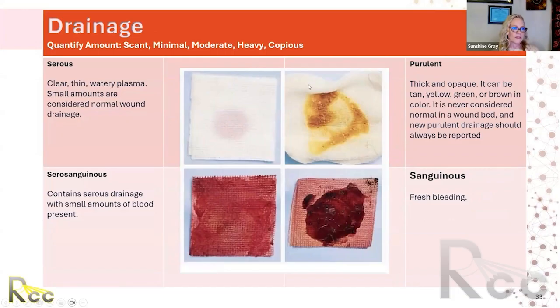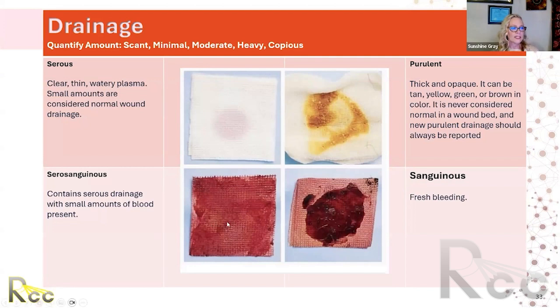Purulent is what I was talking about. That can be that thick, opaque, yellow, green, brown, tan, whatever color. And it's never considered normal in a wound bed. And this is purulent dressing drainage that we should always be reporting to the radiation oncologist or care team, and also make sure that we're managing because this could indicate that there's an infection or an infection brewing.